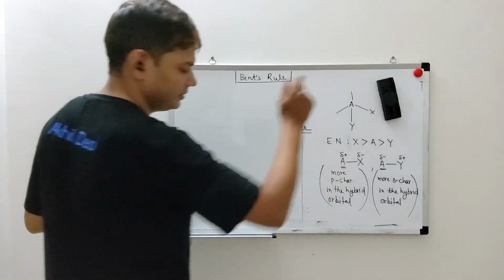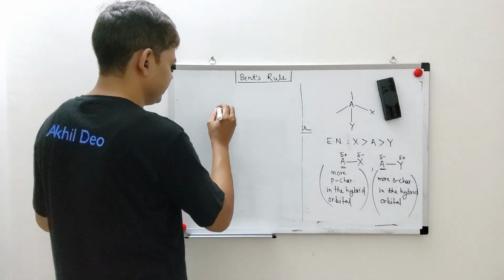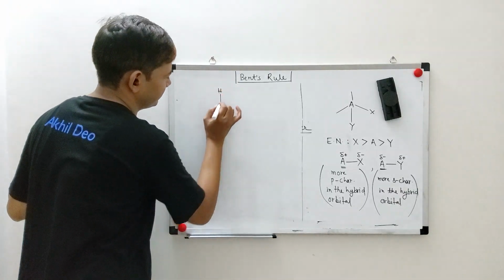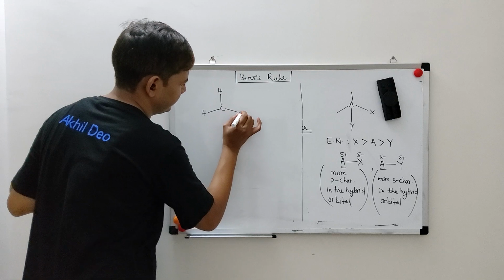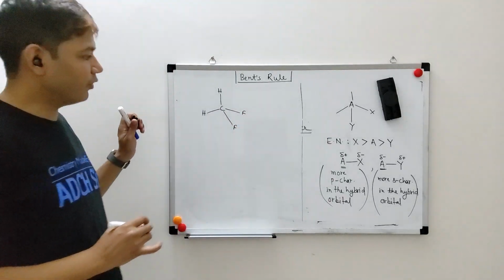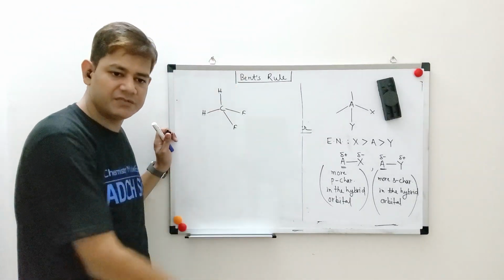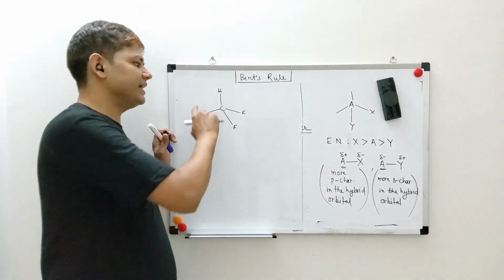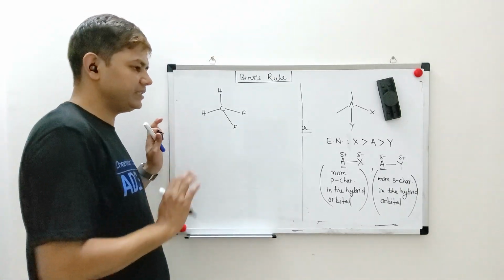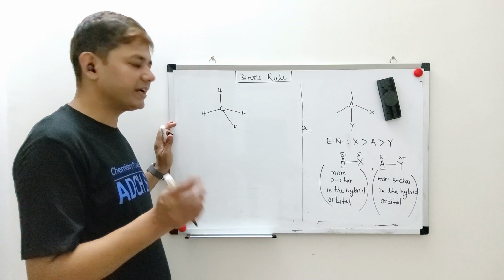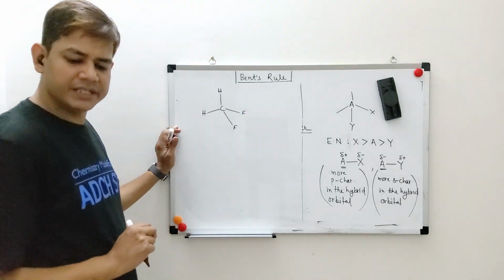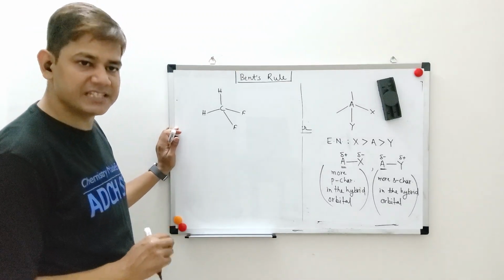One simple example. Let us take a case where carbon is the central atom, and there are two hydrogen atoms bonded to it, and there are two fluorine atoms bonded to it. If all atoms are the same, if it is a CH4 molecule or a CF4 molecule, methane or carbon tetrafluoride, in either of these the hybridization is perfect sp3. But when we have two hydrogen and two fluorine, the hybridization of carbon is not perfect sp3.